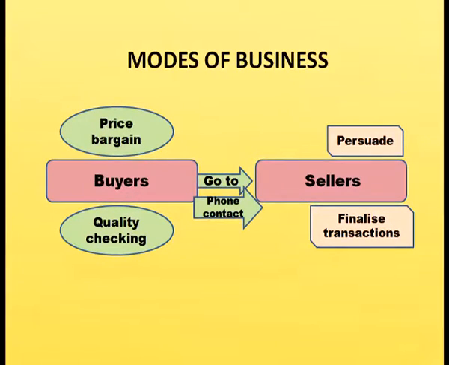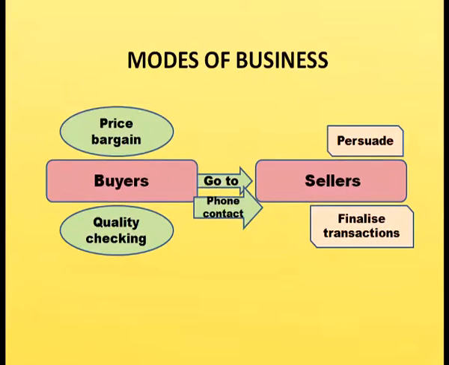Earlier buyers went to the sellers and buyers will bargain for price. Buyers will check the quality of the product and what will the sellers do at that time? They will persuade the buyers. To attract them, they will say that there is discount and the product is of high quality. Like that, so many techniques are adopted by the sellers and they will persuade the buyers. After that, if the buyer is interested, the transaction will come to be finalized.